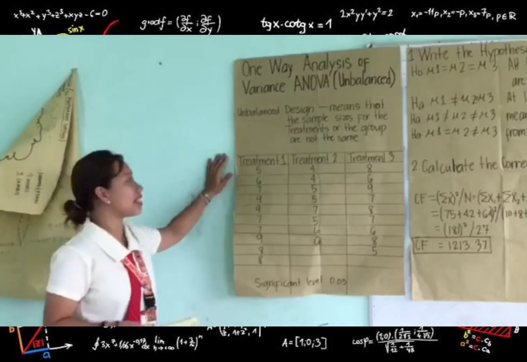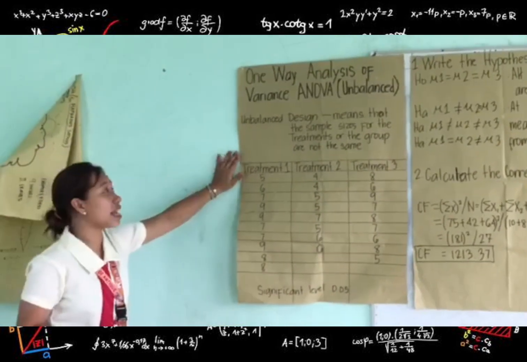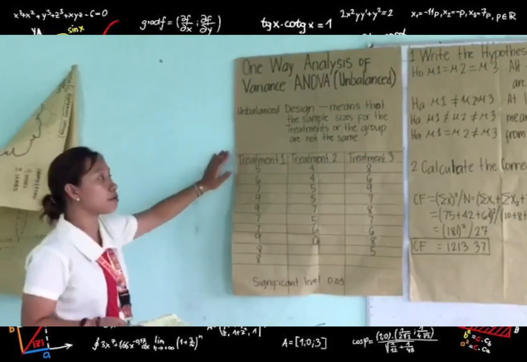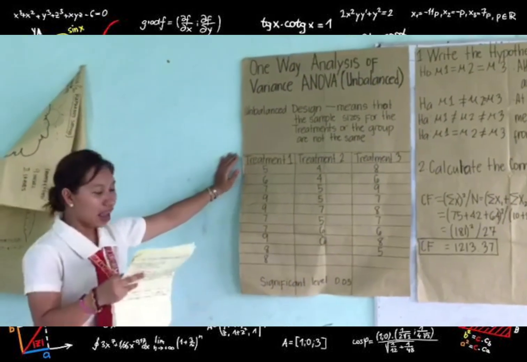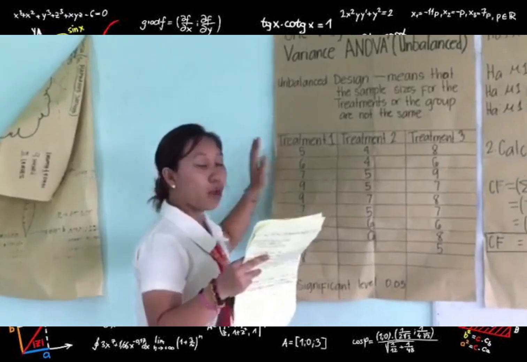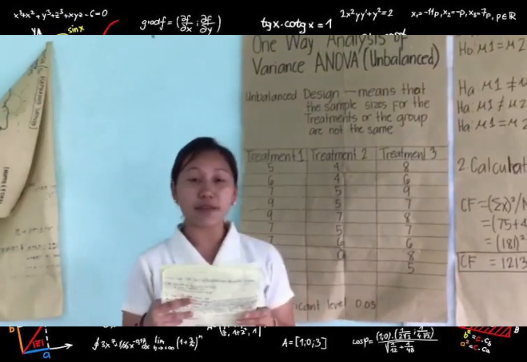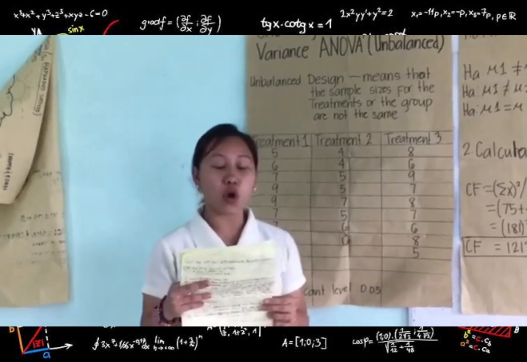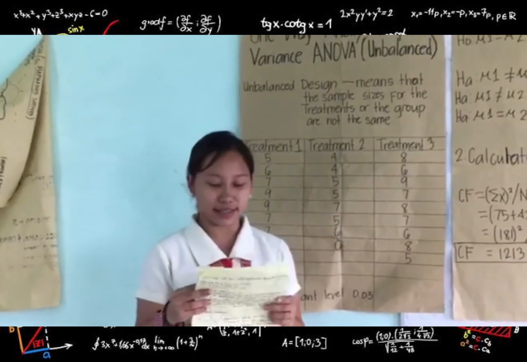ANOVA and unbalanced design. Unbalanced design means that the sample sizes for the treatments or the groups are not the same. The purpose of adopting the one-way analysis of variance (ANOVA) test is to check for a significant comparison between two or more than two means.